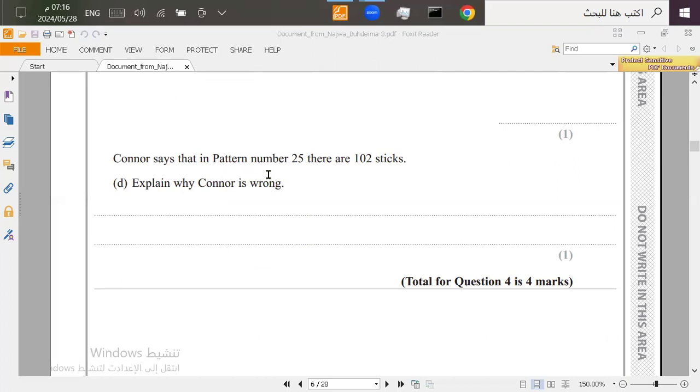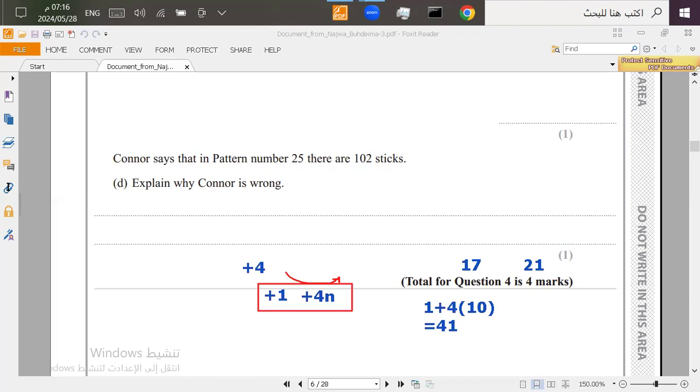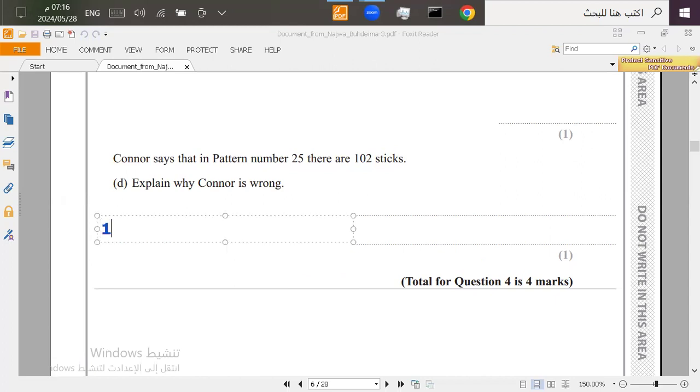Connor says that in pattern number 25, there are 102 sticks. Explain why Connor is wrong. We take the nth term that we used now, 1 plus 4n, or 4n plus 1, the opposite, same idea. We're going to use this on pattern number 25. So 1 plus 4 multiplied by 25, like this. So 4 times 25 is going to be 100, plus 1 is going to be 101. So pattern 25 will have 101 sticks.